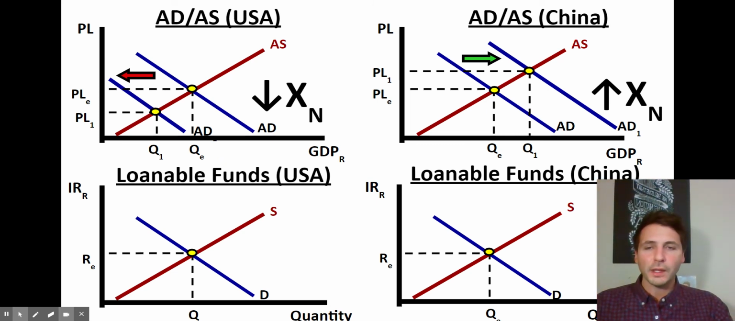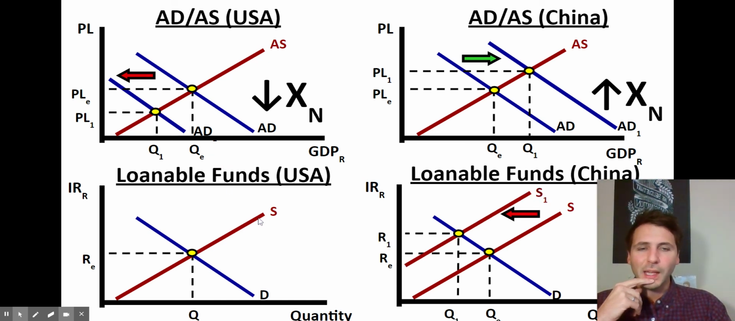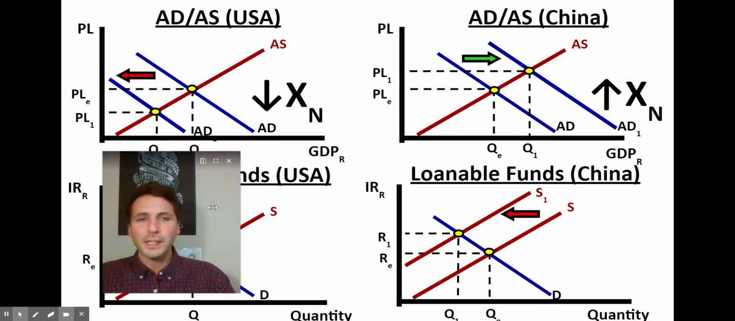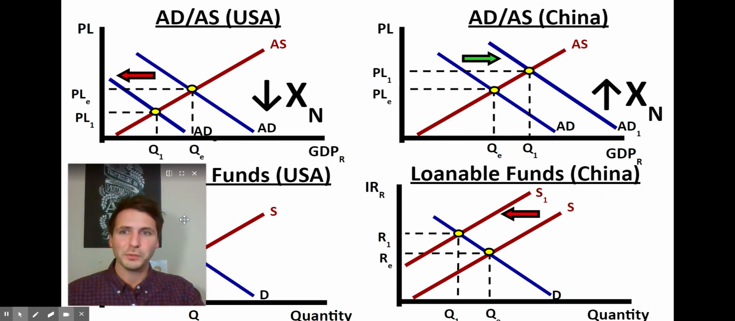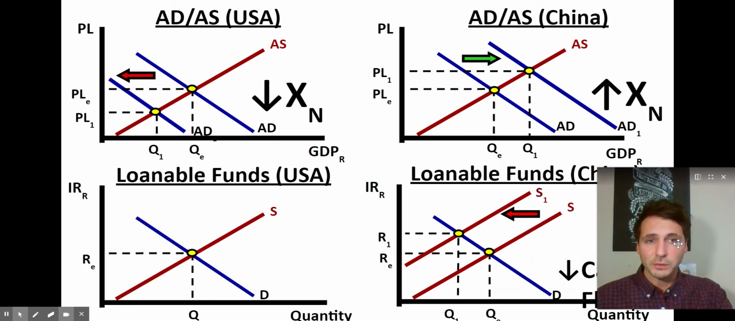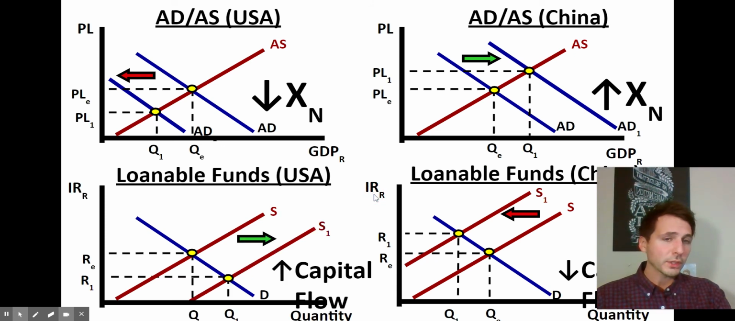At the same time, the flow has changed, right? In China, they're going to supply fewer loanable funds. As a result, their capital flow is going to go down, right? When they have more exports, then there's more flow coming in, then they're going to save less money. So supply is going to shift to the left, interest rates are going to rise, and vice versa. Capital flow for the United States is going to be up.